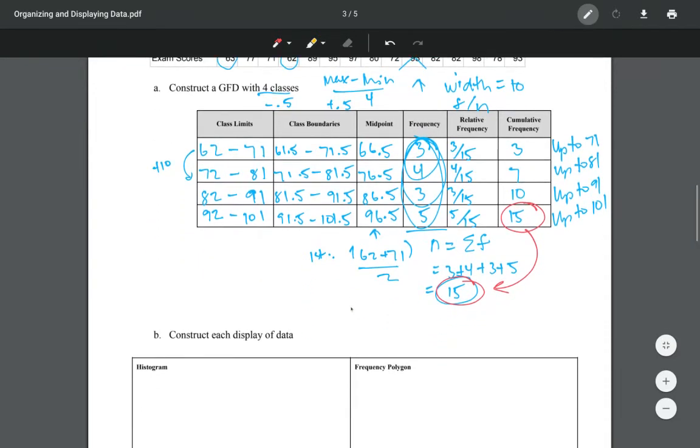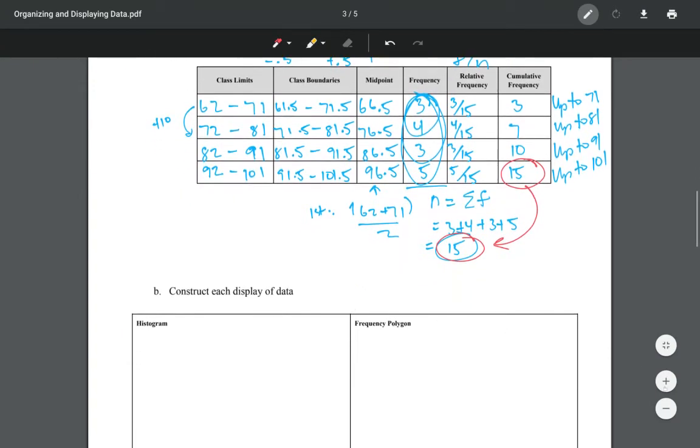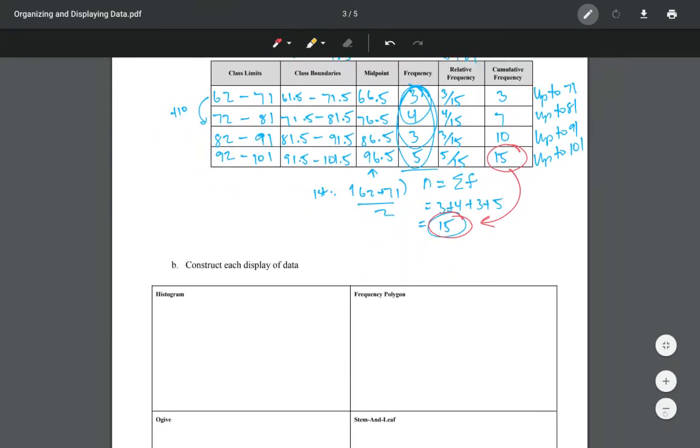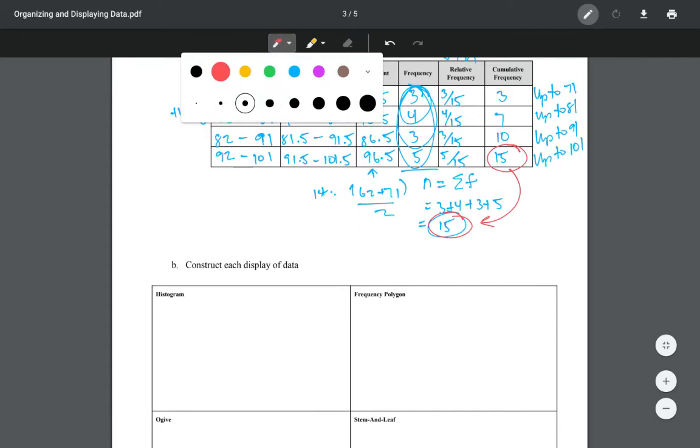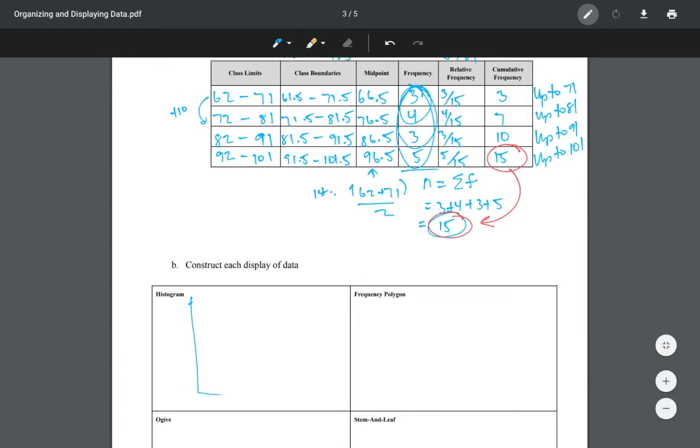Next, we want to go ahead and construct some displays of data. I'm going to make this a little bit smaller so that we can see our grouped frequency distribution. I want to start with the histogram. So let me go back to my blue pen. For the histogram, I want to go ahead and draw a horizontal and vertical axis. These are exam scores and frequencies along the vertical axis. My exam scores need to be divided up by my class boundaries.